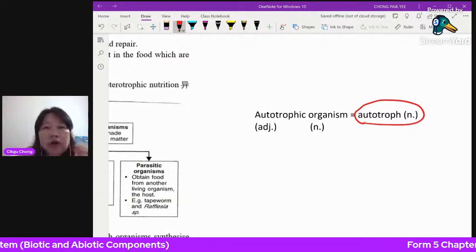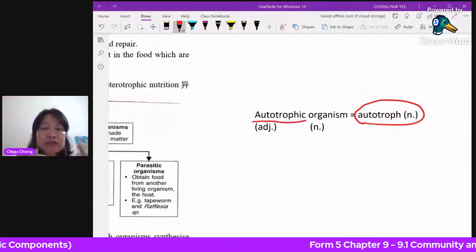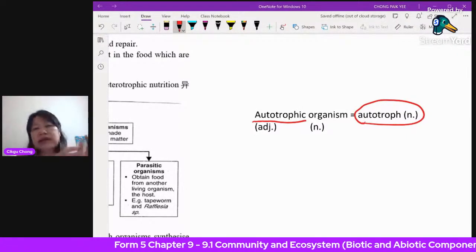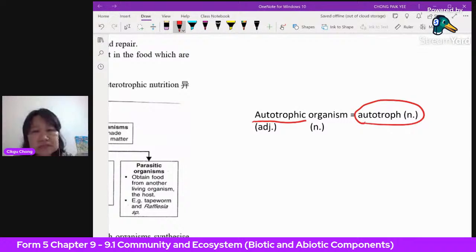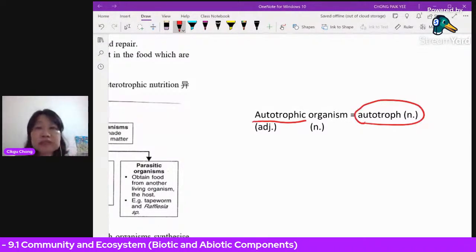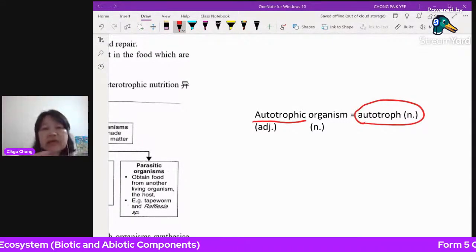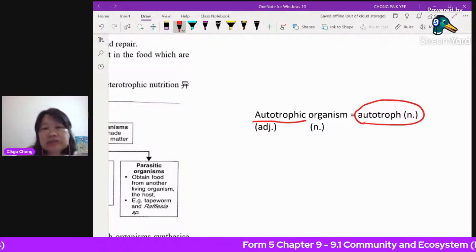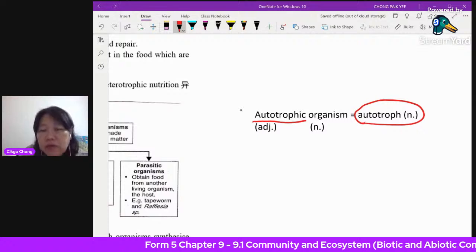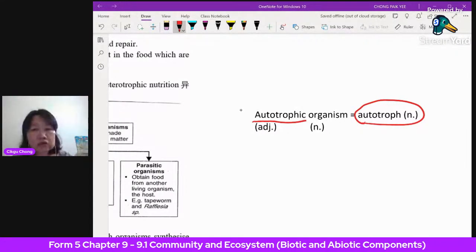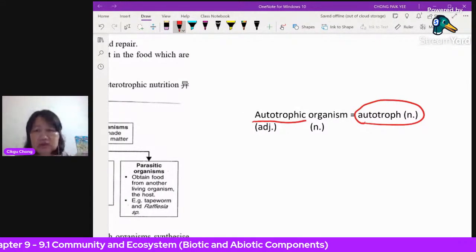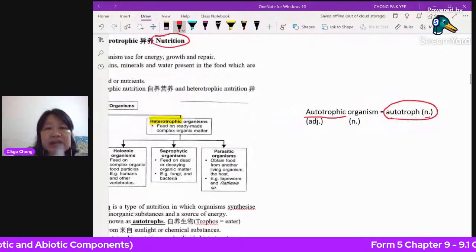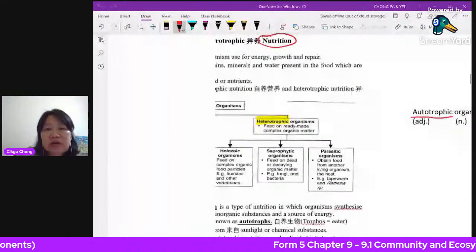But when you use the word autotrophic, it is an adjective. An adjective doesn't usually stand on its own. You need to have another noun, so it's an autotrophic organism. The organism that can carry out this kind of nutrition is called an autotrophic organism. When you say autotroph, no need to say organism, because autotroph is already the organism. So when you say heterotrophic, usually you say organism.